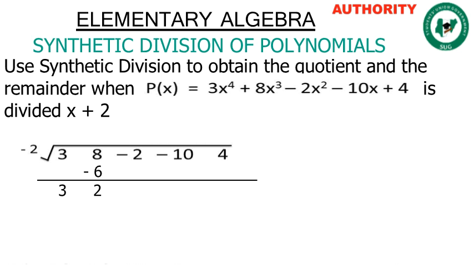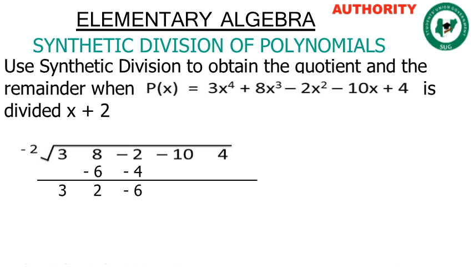Now we say this minus 2, which is our divisor, times this 2 we have just gotten. It will give us minus 4. Then we write the minus 4 under minus 2. So we have minus 2 plus minus 4, which is minus 2 minus 4, so we have minus 6.